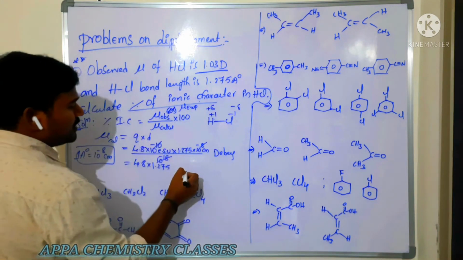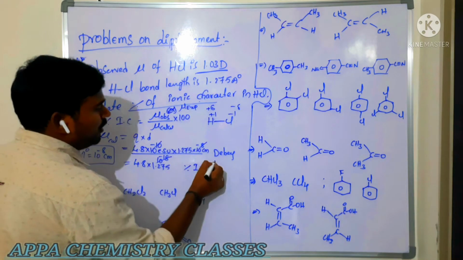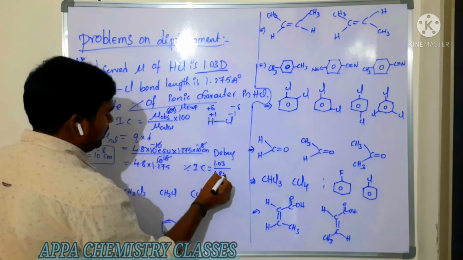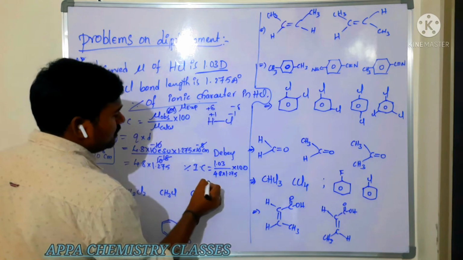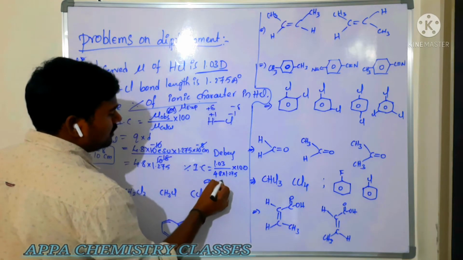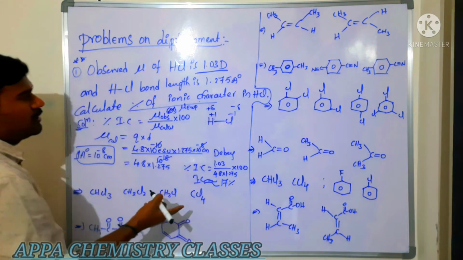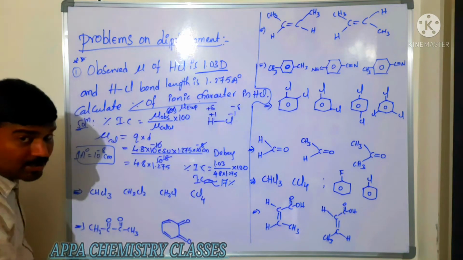Then the percentage of ionic character is equal to the observed dipole moment 1.03 by the calculated one, 4.8 into 1.275, into 100. Then you are going to get approximately 17%. That is the percentage of ionic character in a covalent compound. Which is the covalent compound? HCl. Is that clear everyone?